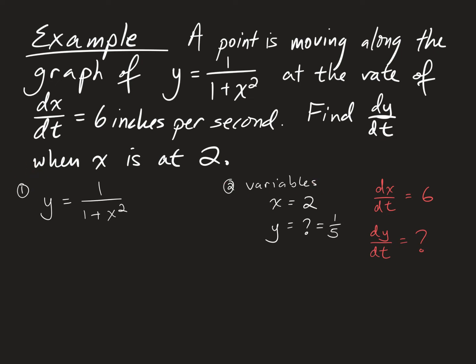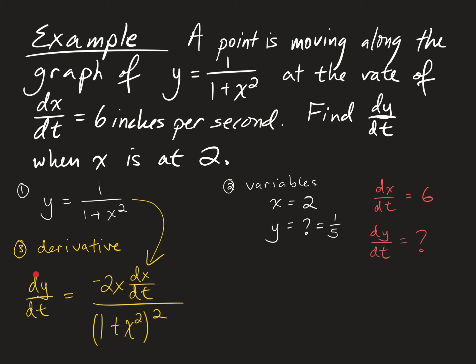The third thing I'm going to do here is actually take the derivative. Taking the derivative of this will give you dy/dt equals negative 2x dx/dt all over (1 plus x squared), the quantity squared. Now to get from here to here, the left side is pretty easy. You just have to take the derivative of y with respect to t, which will be 1 dy/dt.